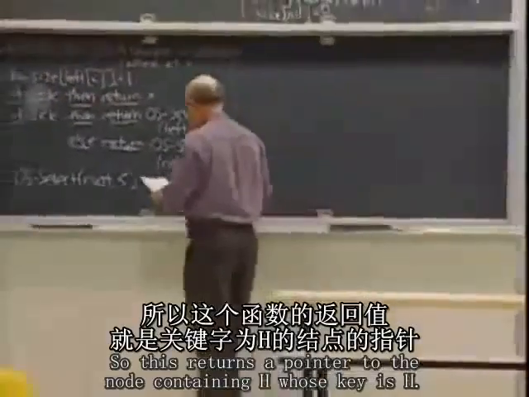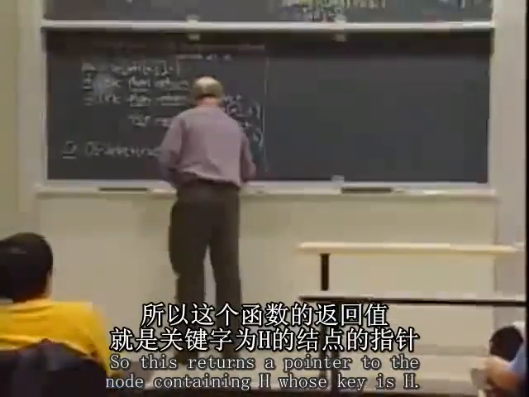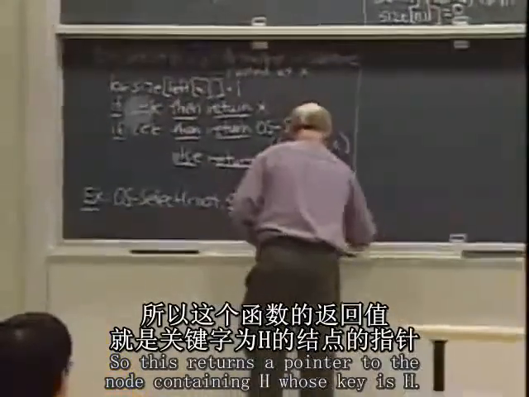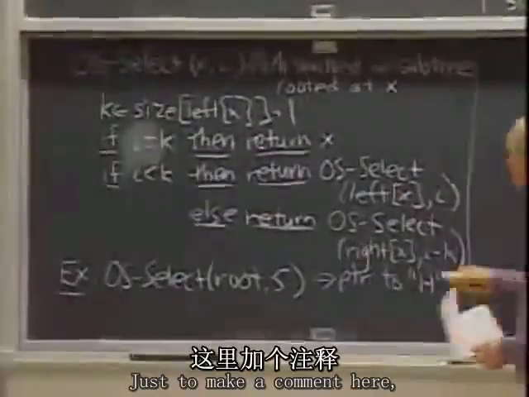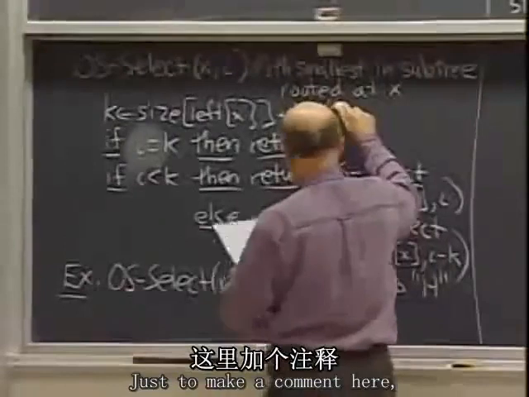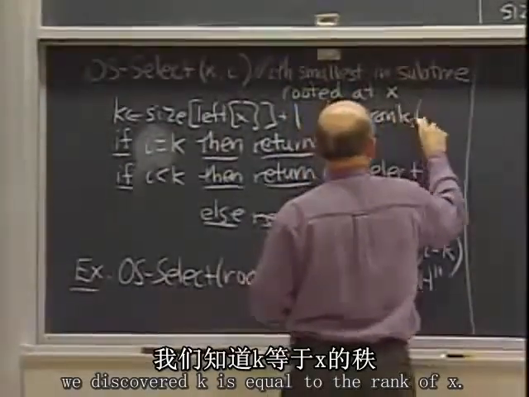Okay, so this returns a pointer to the node containing h, whose key is h. Okay, and just to make a comment here, we discovered k is equal to the rank of x.